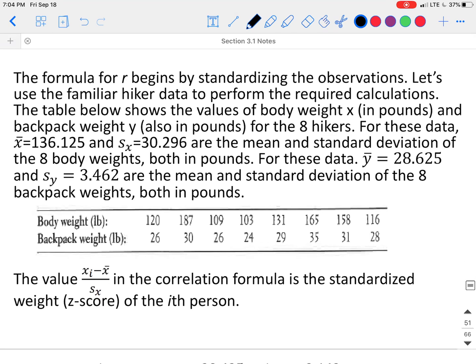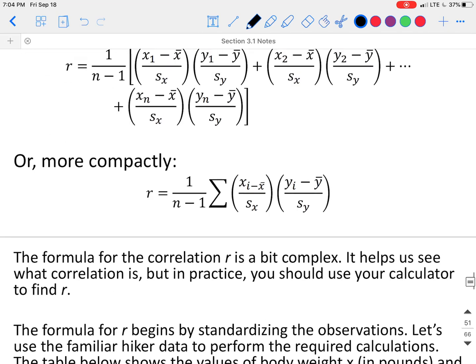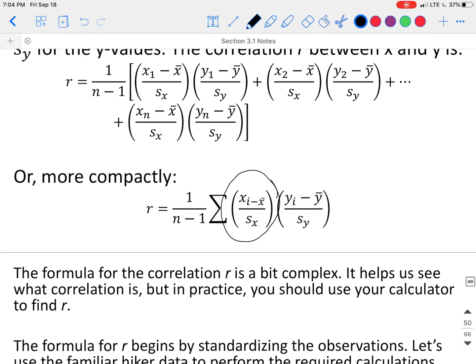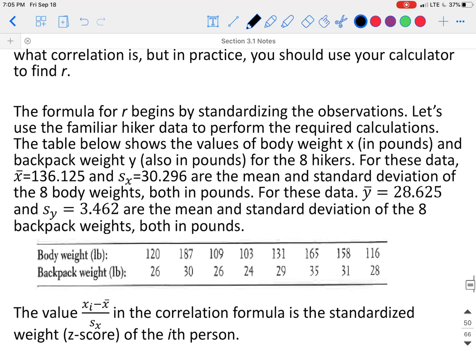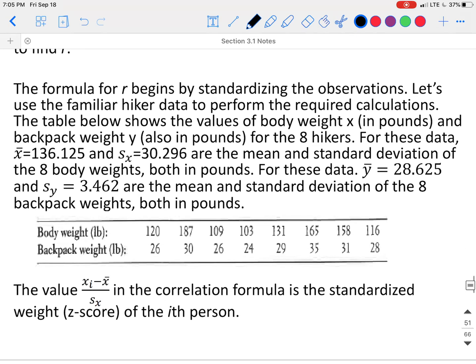The formula for R begins by standardizing the observations. Remember, to find the standardized score, Z is equal to X minus X bar over S of X. So you are standardizing the X values, you're standardizing your Y values, and for each of your values, you're multiplying those two together, adding them all together, and then you are multiplying by 1 over n minus 1.